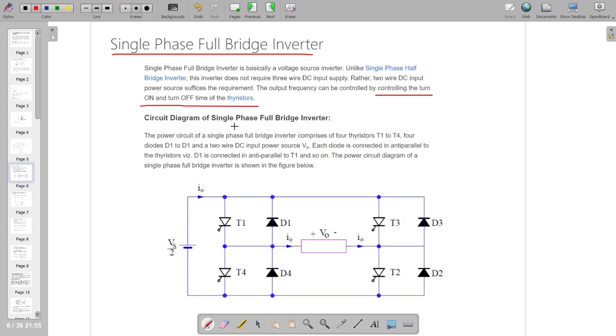Note this point. Here is the circuit diagram of the single phase full bridge inverter. As I already discussed, T1, T2, T3, T4 are the four thyristors, and there are four diodes connected antiparallel to the thyristors.